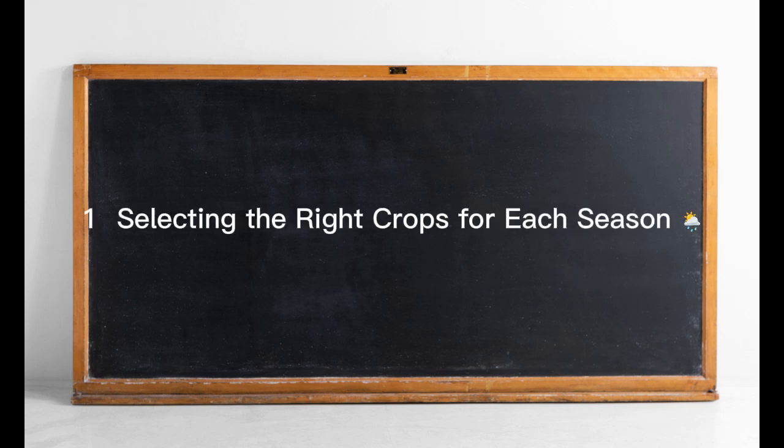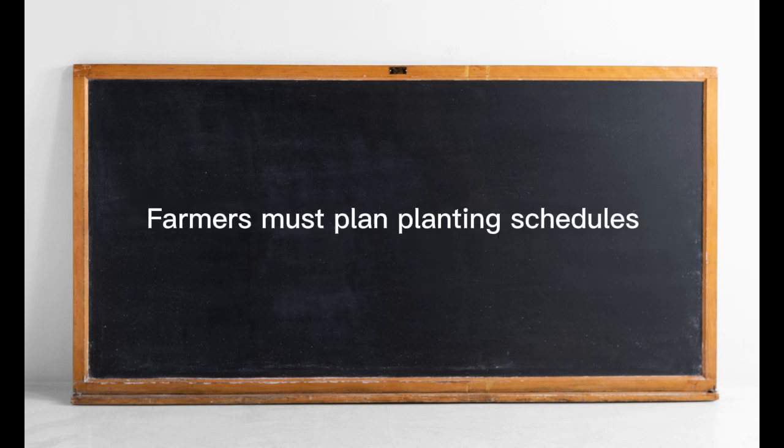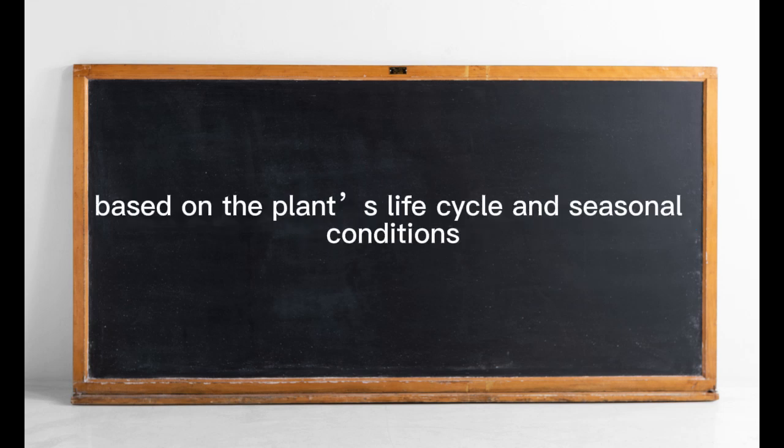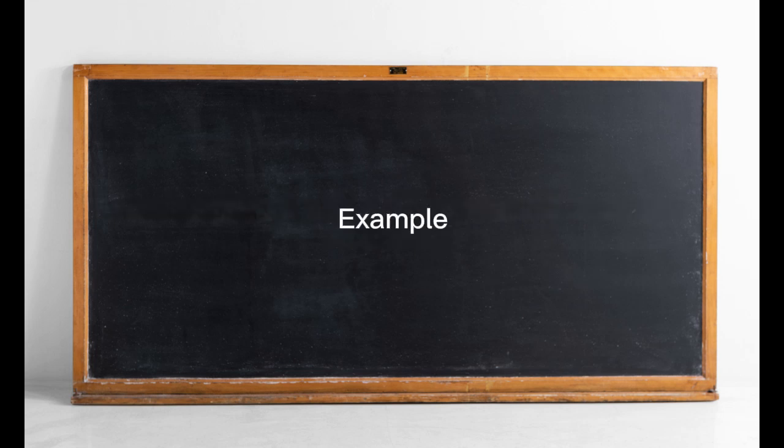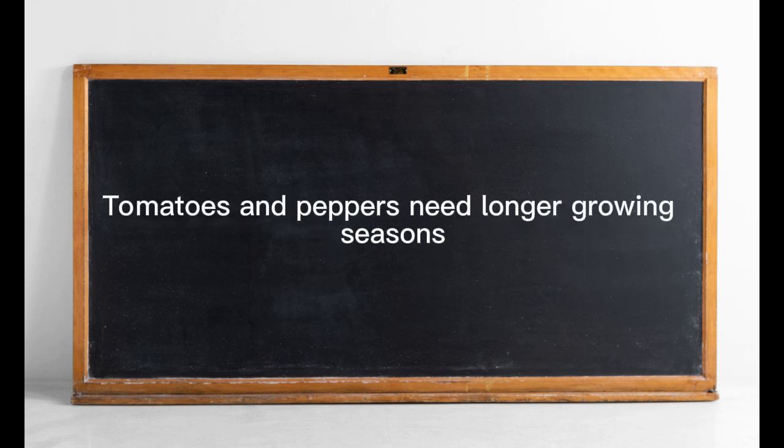1. Selecting the right crops for each season. Different vegetables have different growth cycles. Farmers must plan planting schedules based on the plant's life cycle and seasonal conditions. Example: lettuce and spinach can be grown multiple times a year. Tomatoes and peppers need longer growing seasons.